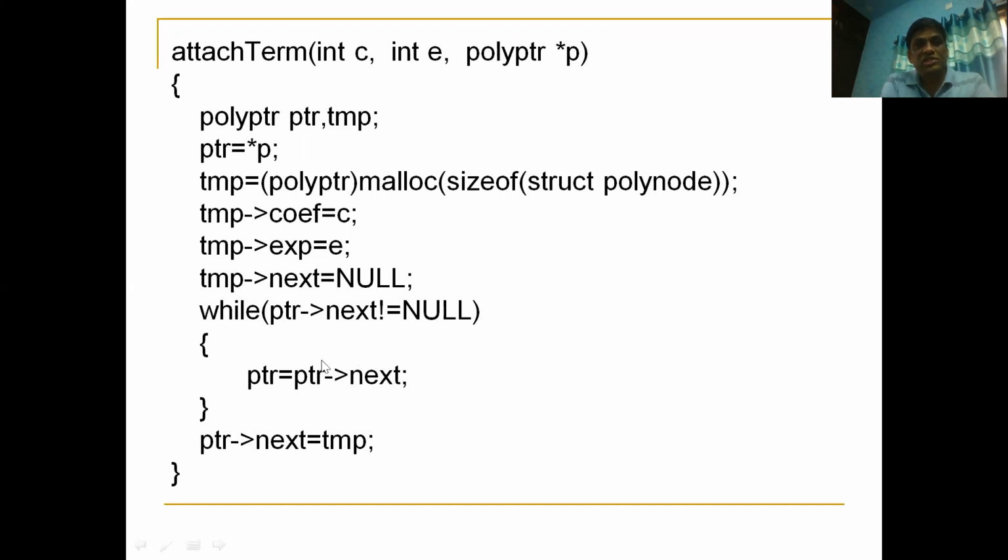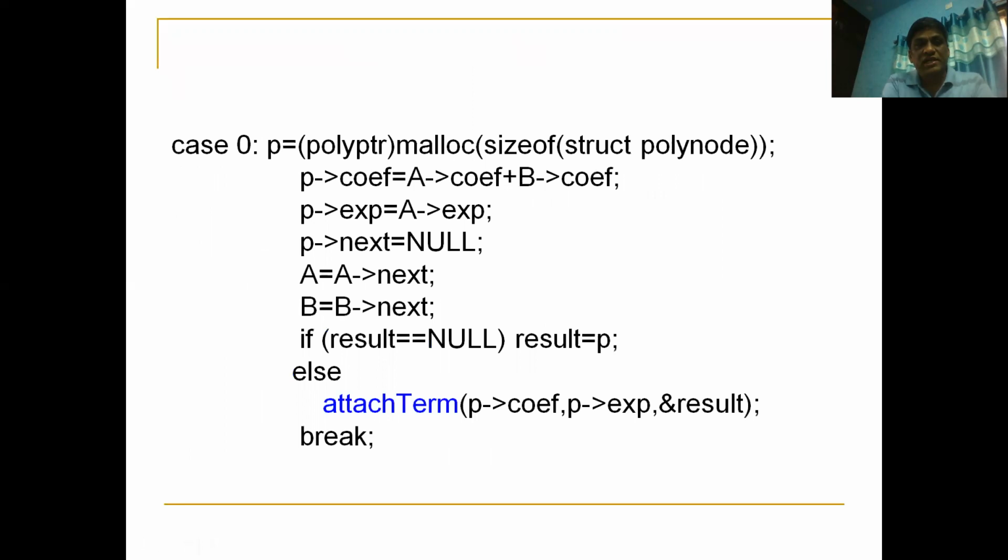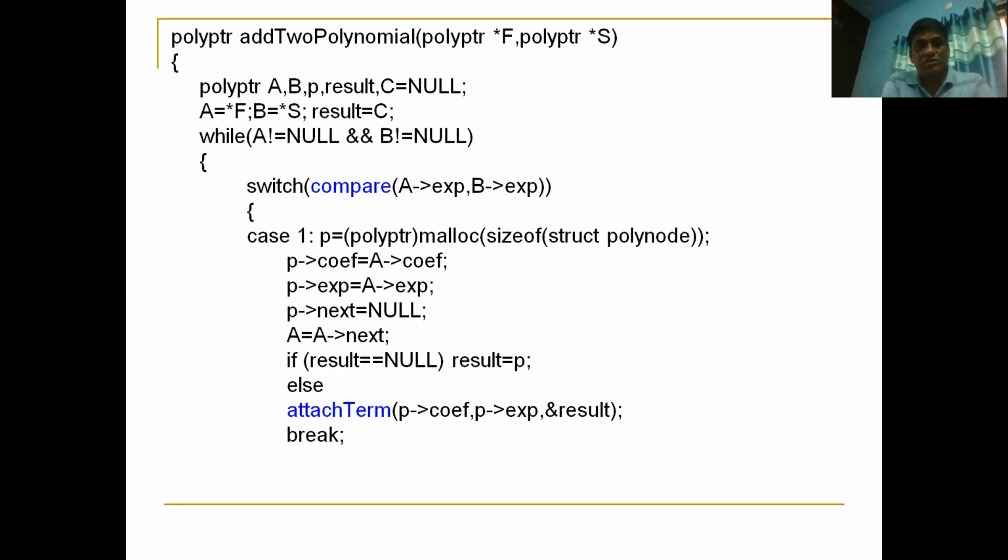This is just inserting at the end. So attach term function works like an insert at the end. So P will be inserted at the end of this result polynomial. So that is how case 1 is handled. What is that case 1? If exponent of capital A is greater than exponent of capital B.